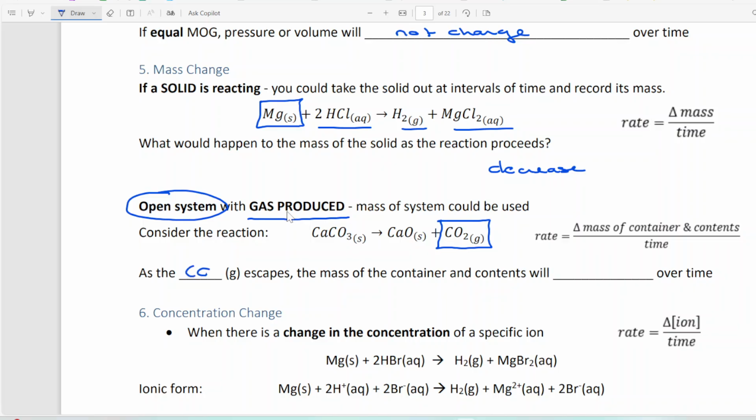Well, as the carbon dioxide escapes, you're losing contents, which means the mass of the container and its contents will decrease over time, right? So the key thing with this one is that you're going to be looking for a gas evolving or potentially a solid as one of your reactants that's not there in the product so that you can monitor the mass over time.